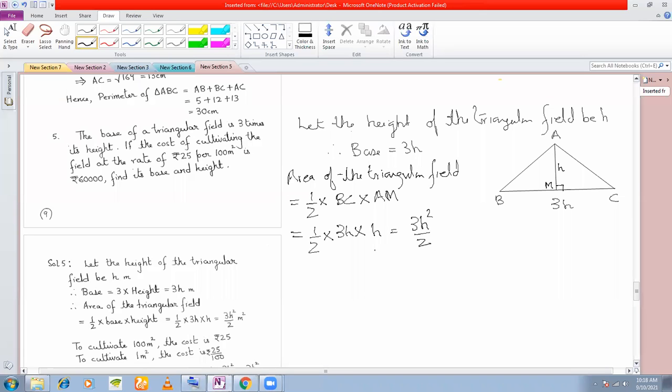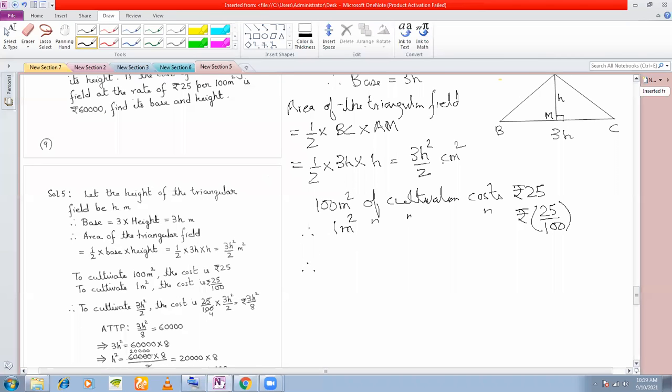Now see the next part. If the cost of cultivating the field at the rate of 25 per 100 meter square is 60,000, that means 1 meter square of cultivation will cost rupees 25, right? The unit here is area. So 100 meter square of cultivation costs rupees 25. Therefore, how much will 1 meter square cost? Unitary method. 1 meter square of cultivation will cost 25 by 100.